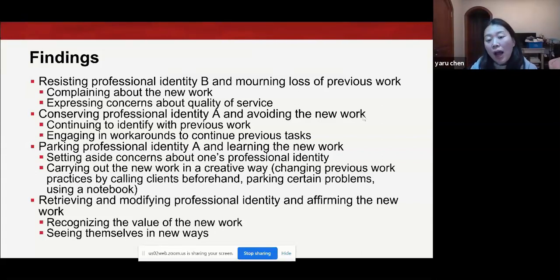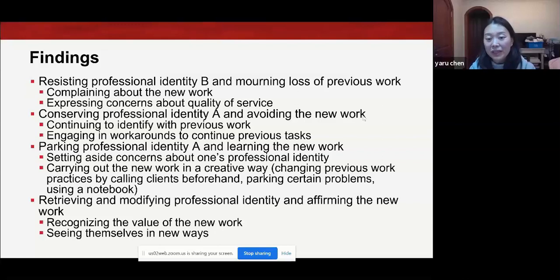the new work. And then the second one, one other way is parking certain problems. Because as the professionals claim that there are so many different branches to the new work, to the new way of working, and sometimes at the beginning, they just couldn't remember all different things. So when they are at the client's house, when they ask something on the spot and they can't answer, that would make them feel very unprofessional and give them a very bad working experience.